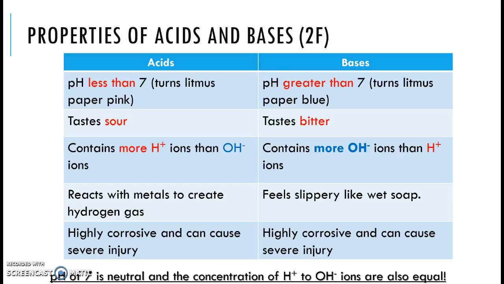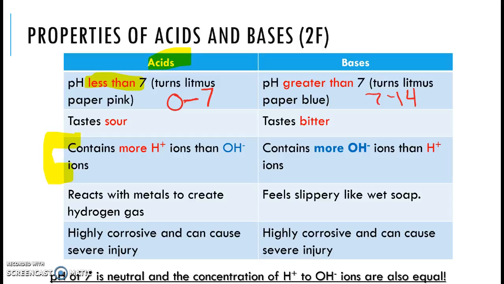So here's a nice chart that summarizes the properties of acids and bases that you will need to know. Again, acids have a pH of less than 7, or you can also say 0 to 7. They'll turn litmus paper pink. Bases have a pH from 7 to 14. The next two things I'm sure you've experienced: acids taste sour, bases taste bitter. This next one we'll talk more about in a minute.